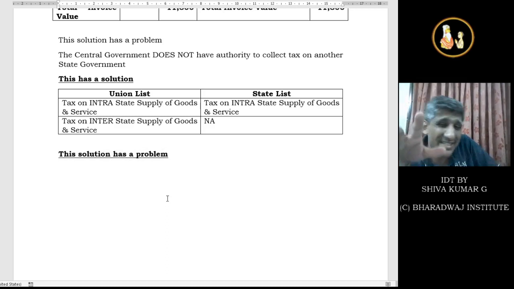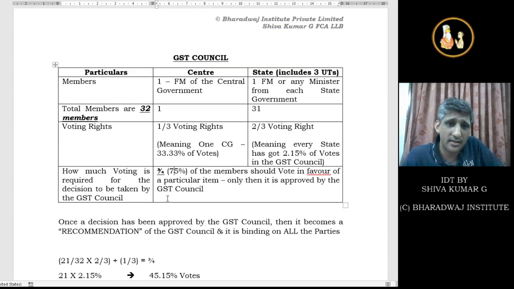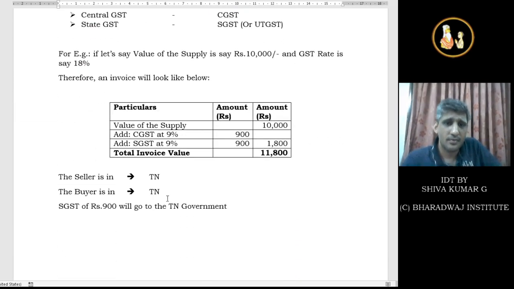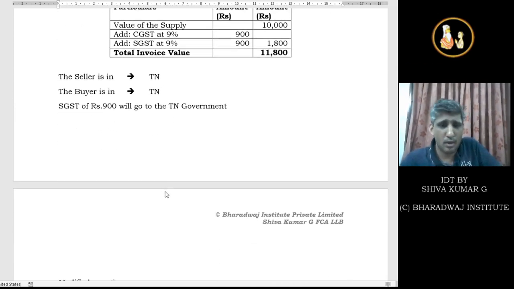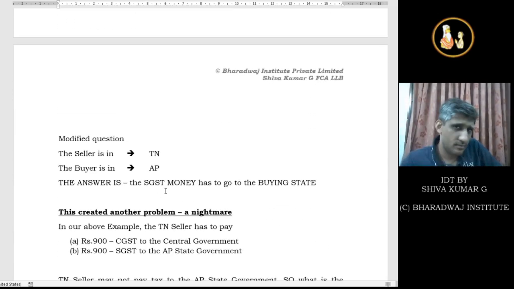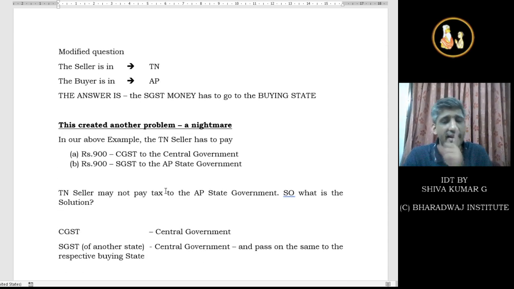What was the understanding? You have to go back, take this example and talk. Tamil Nadu, Andhra. This is where you started. Then we said Andhra cannot come to Tamil Nadu and collect the tax. Therefore, we say central government, please collect the tax. But don't keep the tax, give it to me.